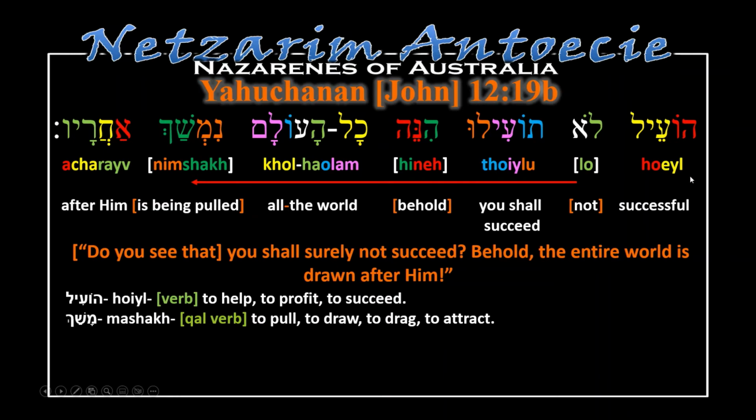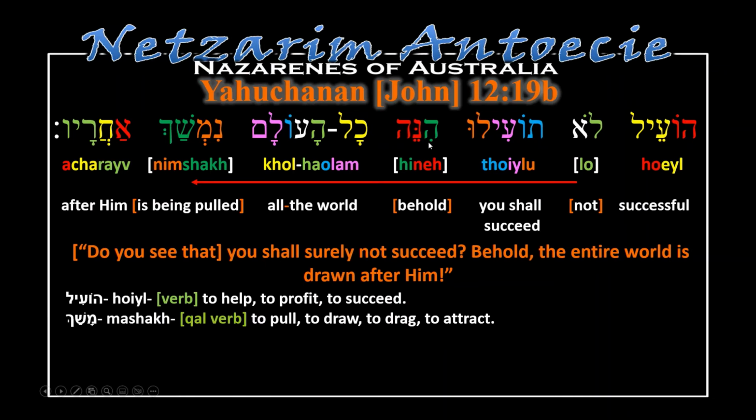Ho'el, successful. If we look down here, ho'el is a verb to help, to profit, to succeed. That helps us understand that. So successful, lo, not. To'ilu, you shall succeed. So successful, not you shall succeed. Translated normally as surely you will not succeed.